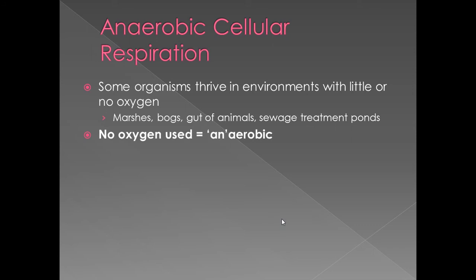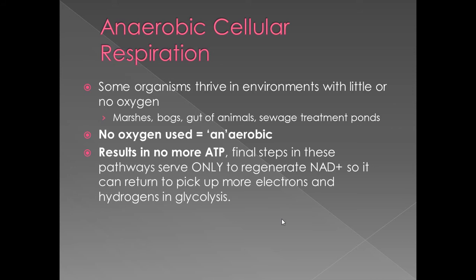If no oxygen is being used, it's called anaerobic. It results in no more ATP. The final steps in these pathways serve only to regenerate the NAD+, so it can return to pick up more electrons and hydrogens in glycolysis. So basically, fermentation is a quick process. You get those 2 ATPs from the glycolysis, and then you basically just go try to do glycolysis over and over again.